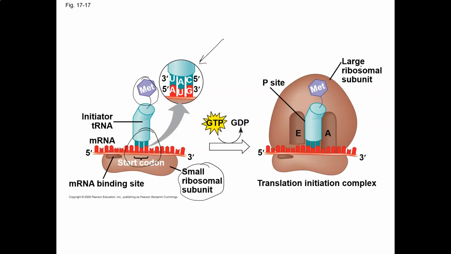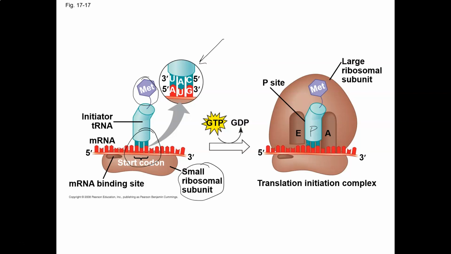Once that happens, then the large ribosomal subunit docks on the small ribosomal subunit, and when it does, it sort of locks the ribosome in place and provides 3 specific sites that are going to be involved in making the protein. They call it the E, the P, and the A site, the EPA sites. And notice that when the large ribosomal subunit binds, the initiator transfer RNA with the methionine on it is now positioned in what they call the P site.